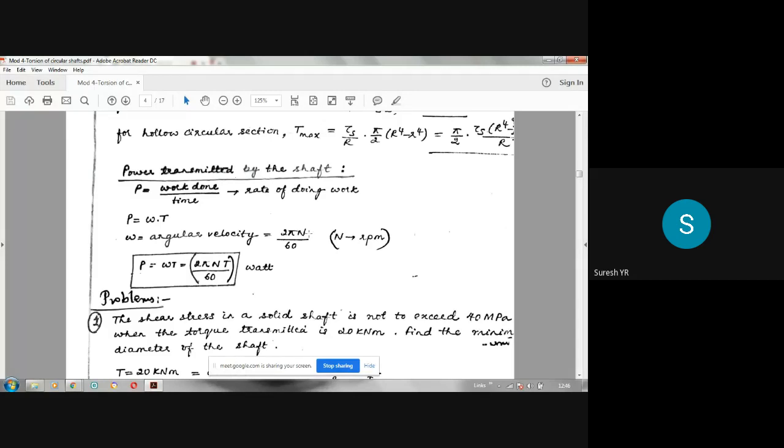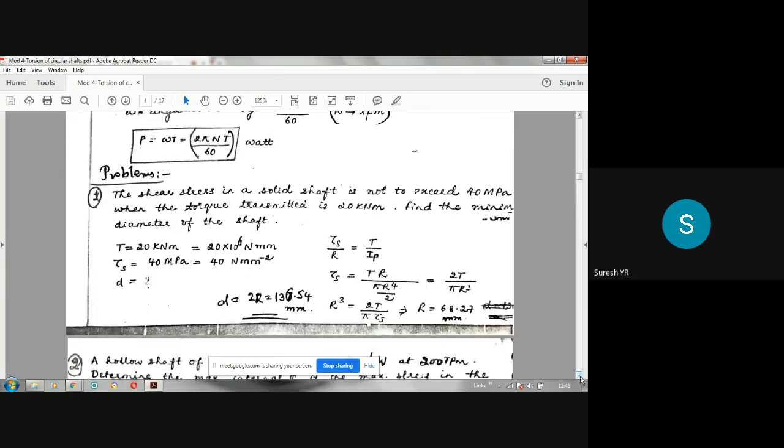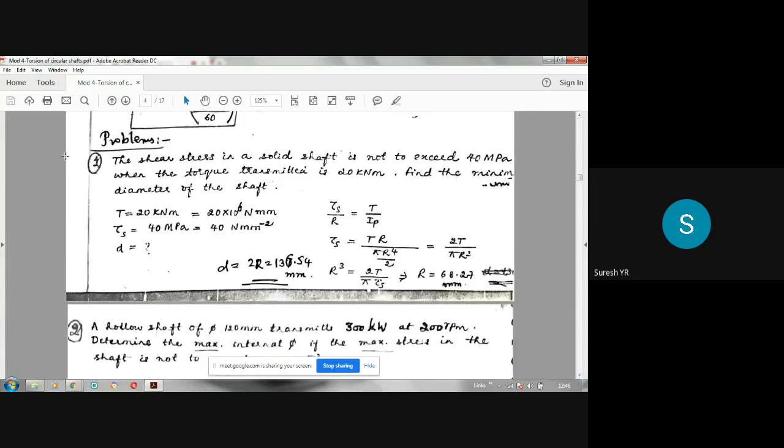Both are speed only, but it is expressed in different units. And this is the conversion, 2 pi N by 60. Now let us see one or two simple problems on torsion.